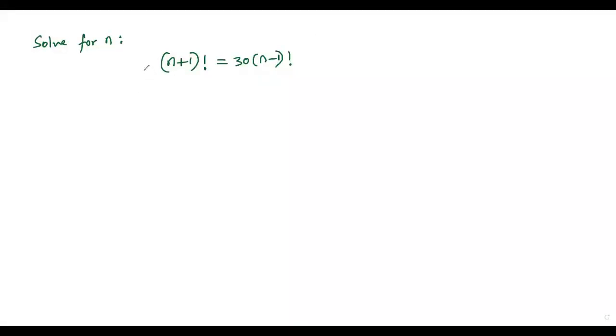Here we have a math problem. We have to solve for n. That is, we have to find the value of n in this equation, which contains factorial on both sides.